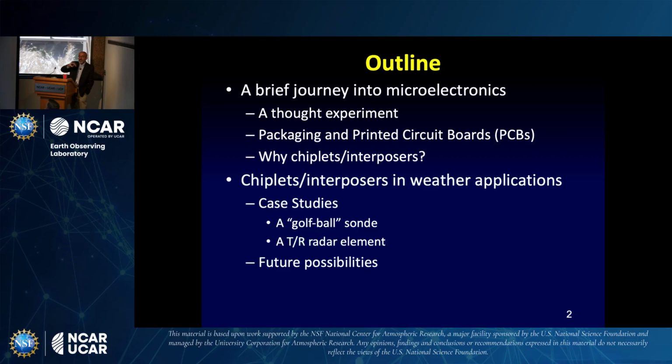Before we get into the NCAR stuff, I'll do a brief journey into microelectronics and why distances matter and such. So we'll do a little thought experiment, and following that, I'll talk a little bit about chip packaging, which is central to this discussion. And then we'll talk about chiplets and interposers, and why we are interested in them. And then, of course, right after that, we'll say what does it all mean for NCAR? What does it all mean for weather applications?